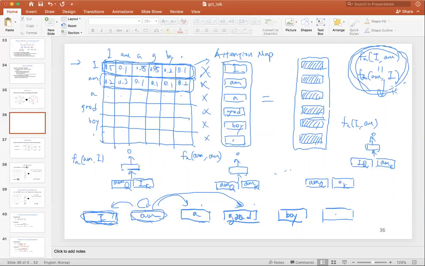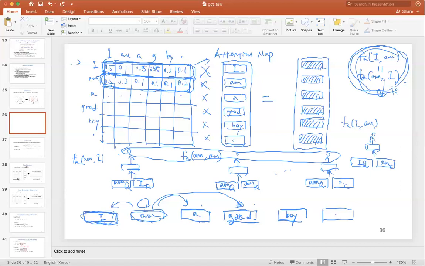Dot k here, and then you take all the scalar values and apply the softmax, and that's how you get the second row here. And then of course you do this again, all the way to the last row.